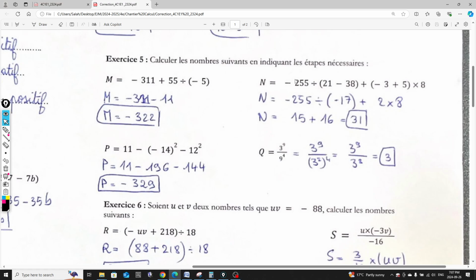Okay. Looking at this one right here, remember that BEDMAS tells you that the parentheses are most important. So what you're going to do is evaluate what's in the parentheses first. So 21 minus 38 is -17, and then -3 plus 5 is 2. Okay, now I've got negative 255 divided by this plus 2 times this. So I've actually got to do the division and the multiplication first.